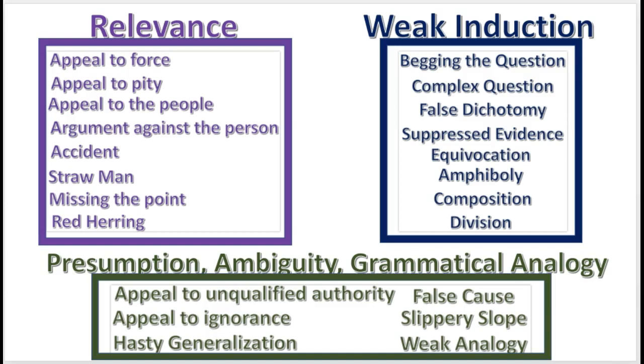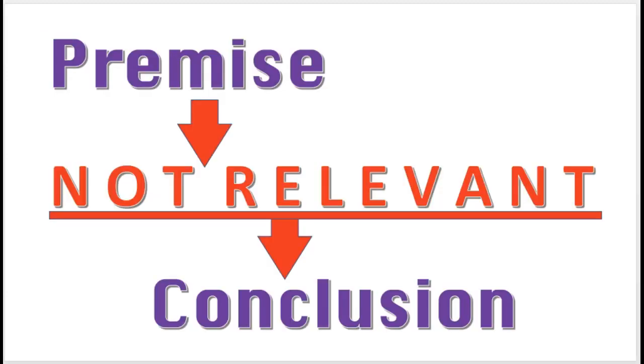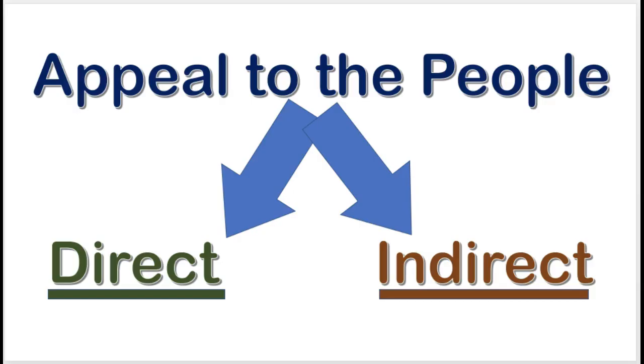Now, these 22 informal fallacies can be divided into three categories, and we're going to start with the fallacies of relevance, which means the fallacy occurs when the premise is logically irrelevant to the conclusion. Now, this video will explain the fallacy of appealing to the people. The appeal to the people fallacy can be either direct or indirect.